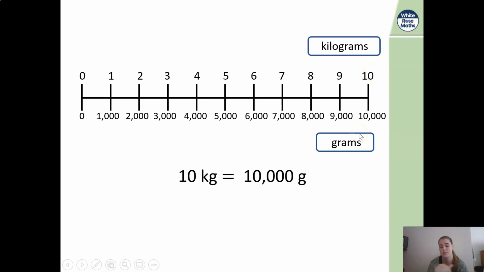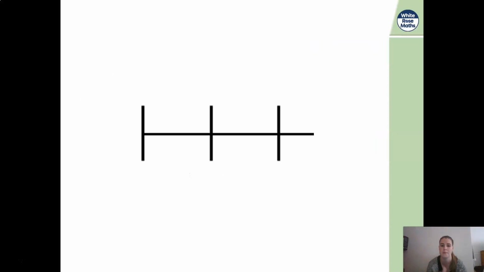I will have print screened that and sent that to you guys as an extra resource to help you with your lesson today, so that you know that it's got to be 1,000 times bigger or it's going to be 1,000 times smaller. Now it's going to be a little bit more complicated for you.